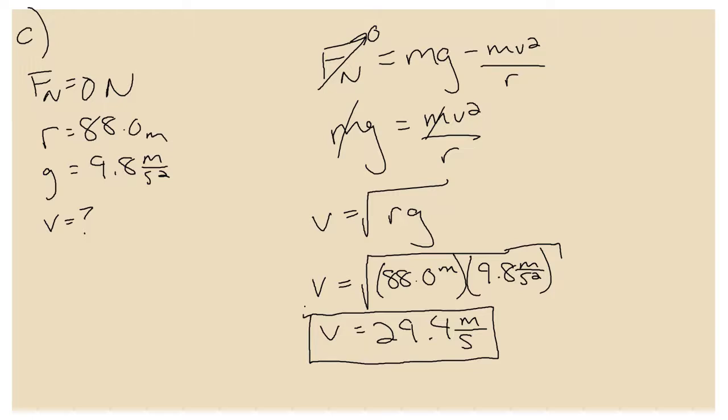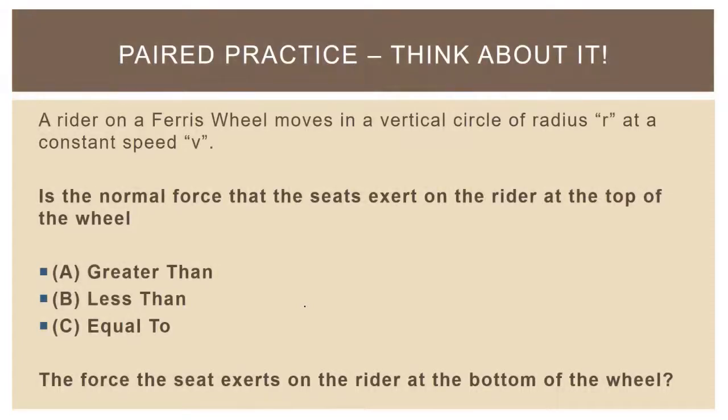I do want to take the opportunity here very quickly to take a look at one conceptual question, which I think you're going to realize is going to come back up again and again and again. Problem says here, a rider on a Ferris wheel moves in a vertical circle of radius r at a constant speed of v. Is the normal force that the seats exert on the rider at the top of the wheel greater than, less than, or equal to the force the seat exerts on the rider at the bottom of the wheel? I want you to be visualizing this properly.